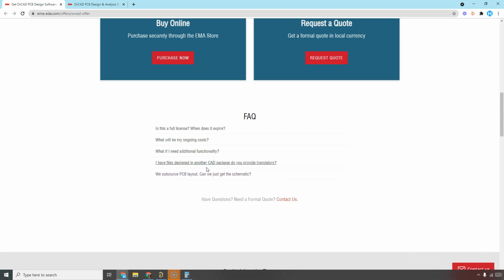And you can translate your schematic from, say, Altium, Mentor Graphics PADS, or Eagle, import it, and then you don't have to do all the extra work again to find parts and symbols and to build your schematic.